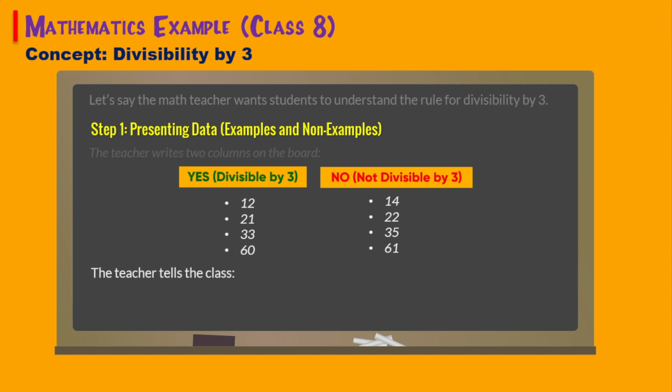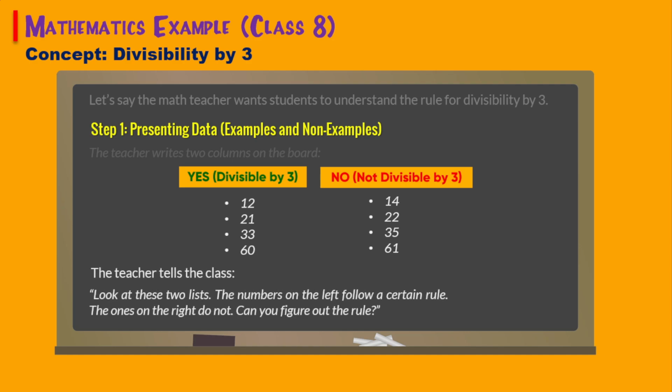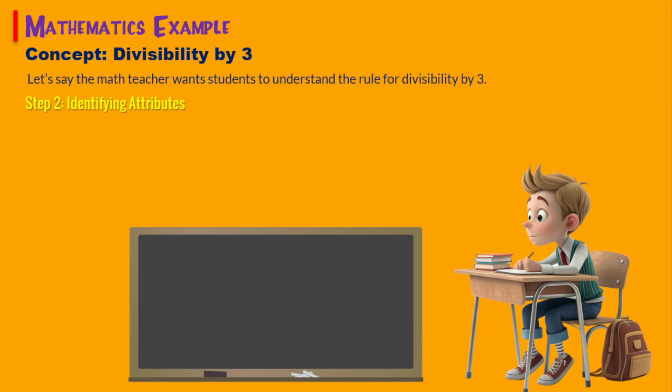Now the teacher tells the class, look at these 2 lists. The numbers on the left follow a certain rule, the ones on the right don't. Can you figure out the rule? Now step 2, that is identifying attributes. Students begin to look for patterns.